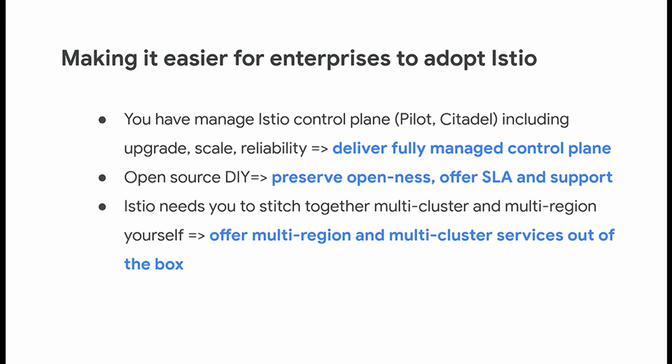To bring Istio to enterprises, when we started talking to our customers, some of the things they said, first of all, we don't want to manage the service mesh control plane. That's not our core competency. So we wanted to go deliver a fully managed control plane. The second thing they said is, we love the openness of it, because the APIs between the control plane and the data plane are open. They are called XDS v2 APIs when you use the Envoy proxy.